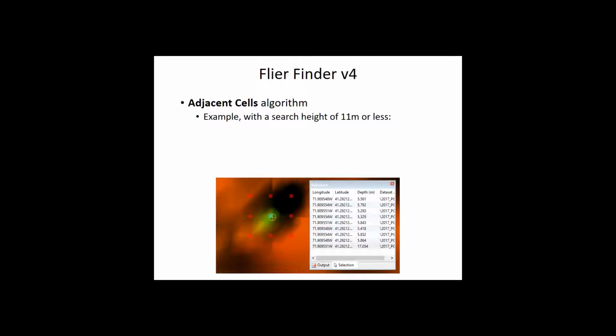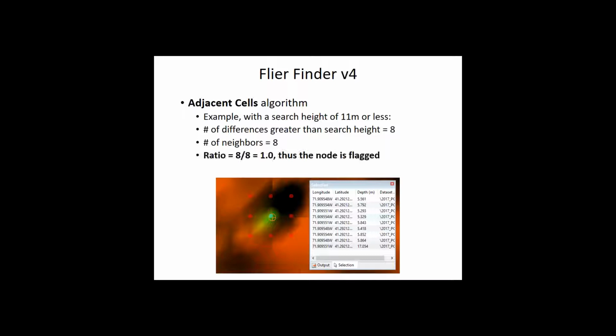But if it's 11 meters or less, then all 8 of the nodes around it are 11 meters or less. It's a significant difference against that search height. Okay, and it has 8 neighbors, and so that ratio is exactly 1.0. That node's going to get flagged.